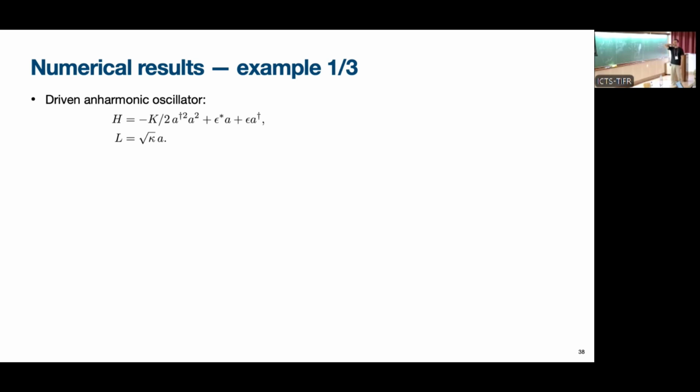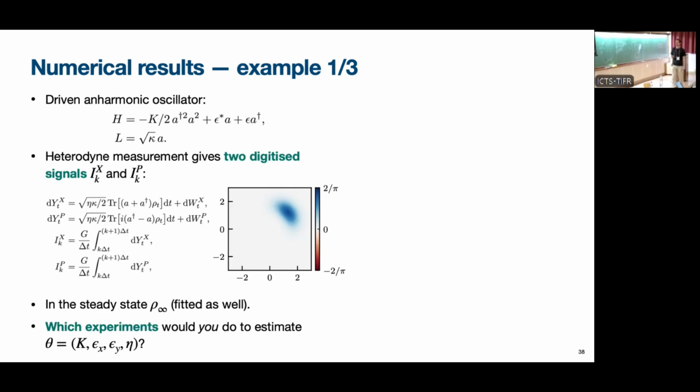So the first example is a driven anharmonic oscillator. And I told you I'm not going to show everything on this slide. The question is, can you estimate all the parameters entering here? So the self-Kerr, the real and imaginary part of the drive, and the measurement efficiency, where here your signal are heterodyne measurement of this system that are digitized, as I told you. And so I like to ask when I have an experimental audience, well, which experiment would you actually do? What would you design to estimate each of these parameters?